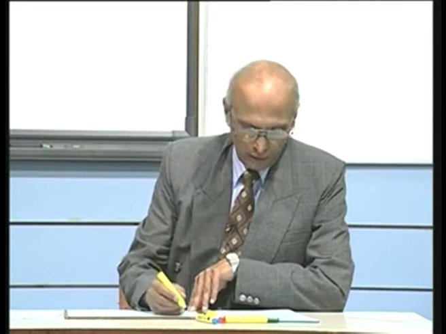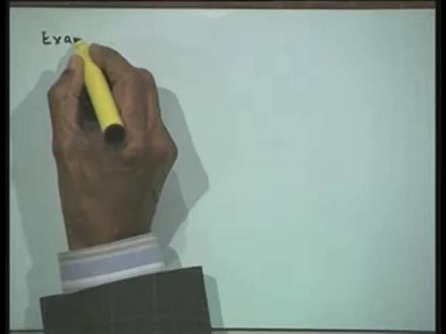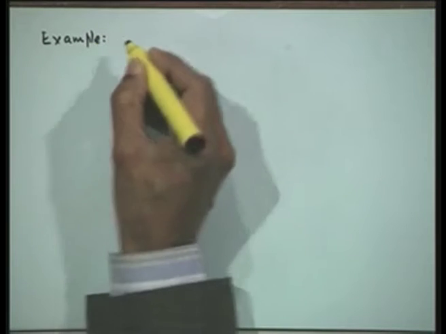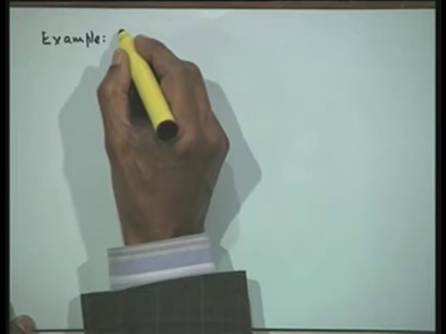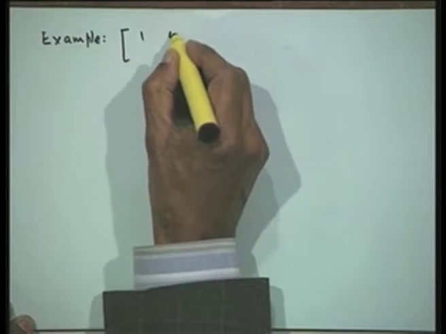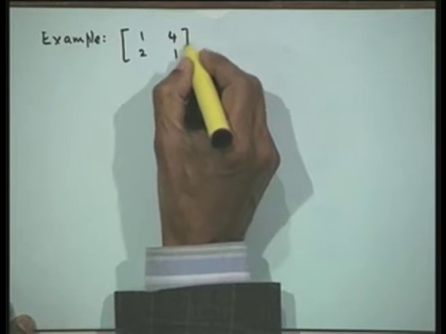In the previous lecture we gave some definitions of the norm of a matrix. Let us just illustrate it through an example of what we mean by those norms and what is the measure that we are talking of for a given matrix. Let us take a very simple example, a simple 2 by 2 matrix: 1 4 2 1.